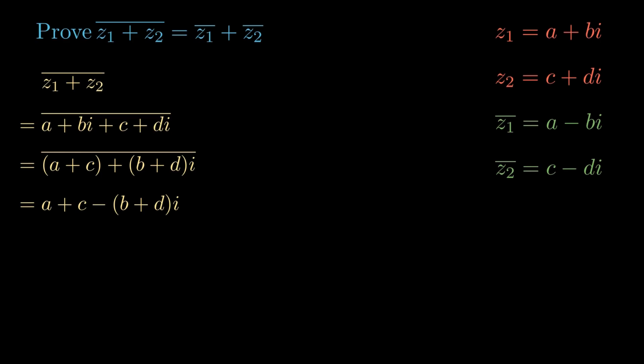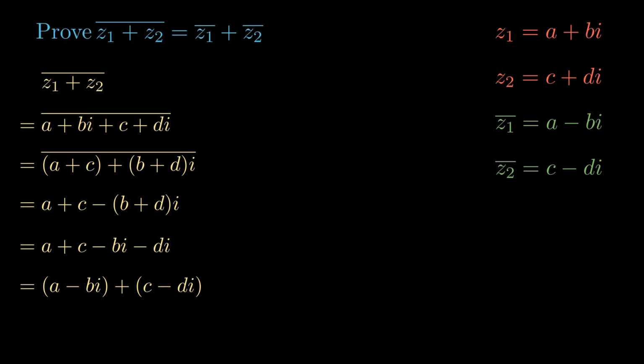So to find its conjugate, we need to keep the real part the same, so it's still a plus c in the fourth expression, but multiply the imaginary part by -1. So the imaginary part of b plus d becomes negative parentheses b plus d in the fourth expression. If we distribute, we can rewrite the expression as a plus c minus bi minus di, and we can reorder the terms and group them up to rewrite the expression as parentheses a minus bi plus parentheses c minus di.